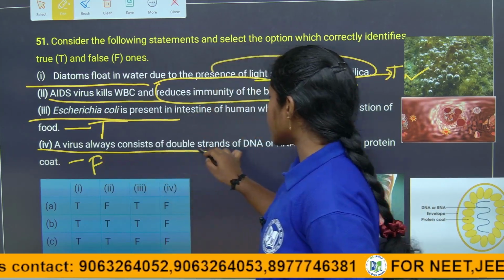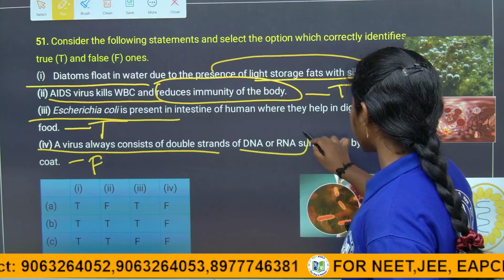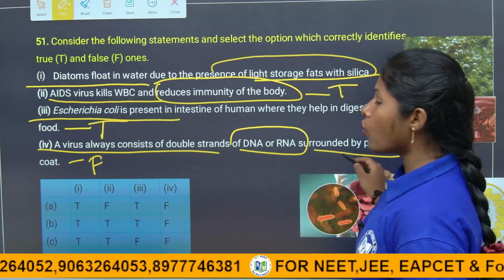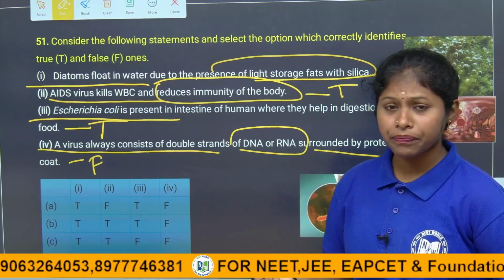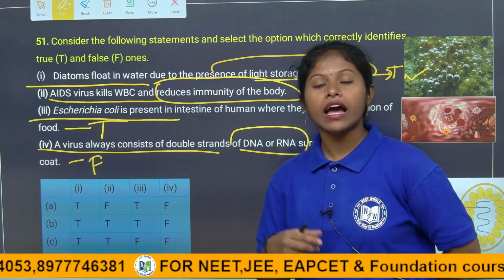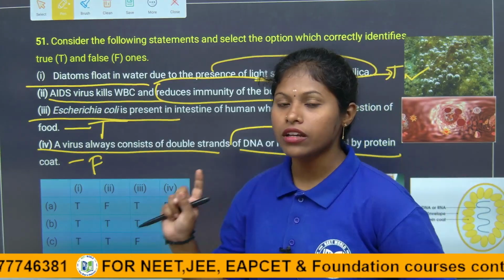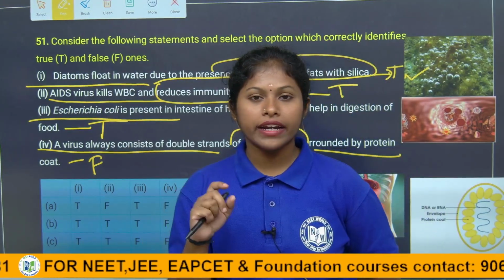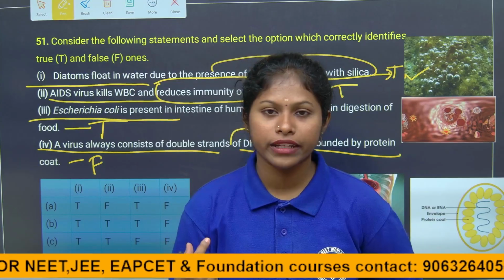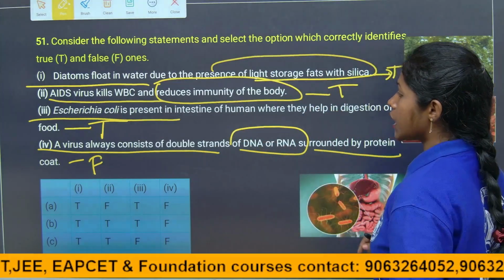The statement says the virus always consists of double-stranded DNA or RNA surrounded by a protein coat. No, virions do not have that, and prions have the abnormal protein. Is the virion covered by a protein coat? No, it is not covered by a protein coat. That is why the statement is false.